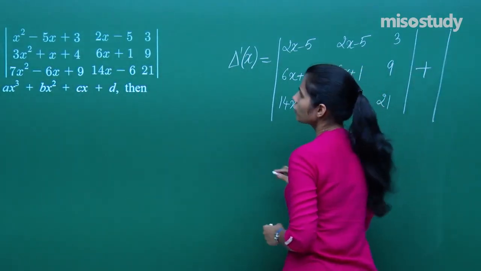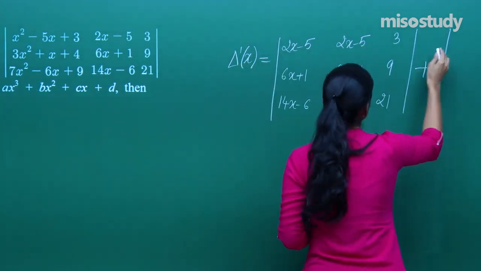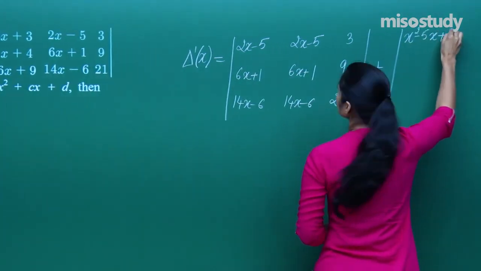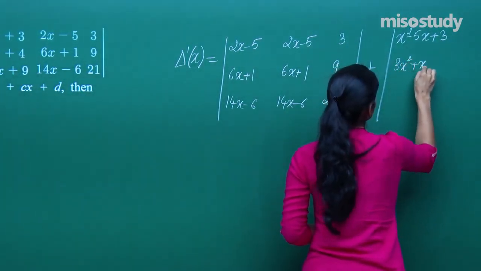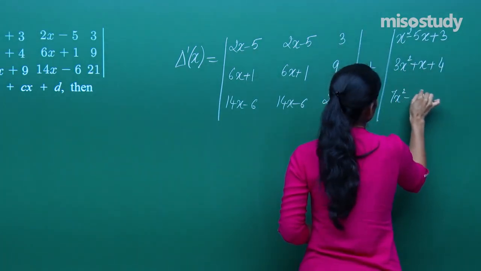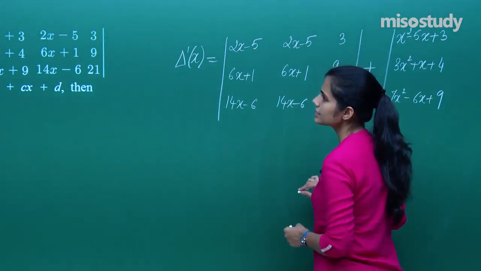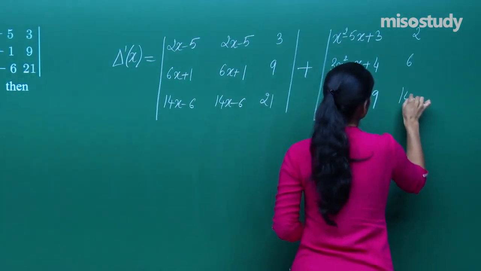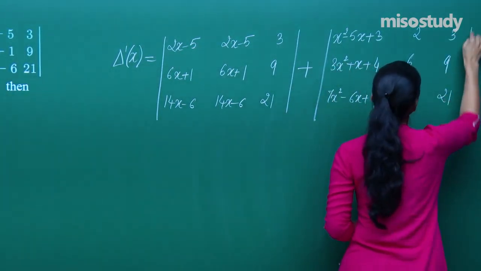Plus, now you are going to differentiate the second column. This remains the same. What is this? x square minus 5x plus 3. Then you have 3x square plus x plus 4, and then you have 7x square minus 6x plus 9. And here you have 2, 6 and 14. And then you have 3, 9 and 21.